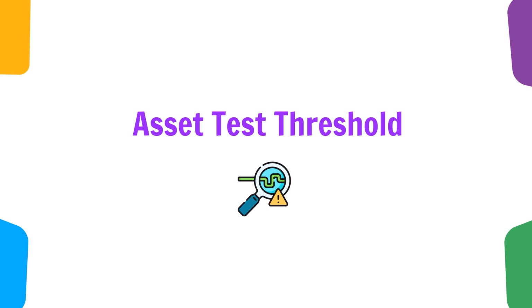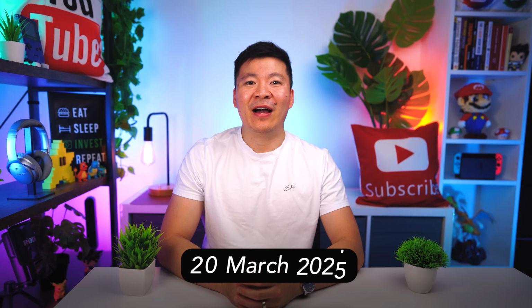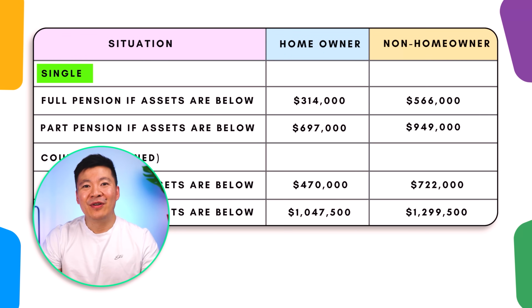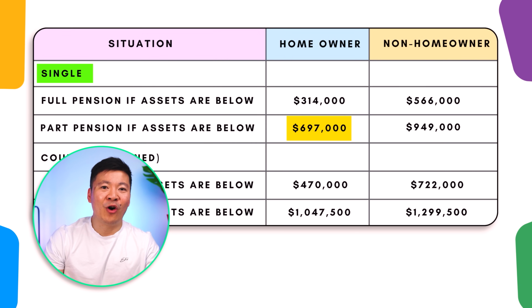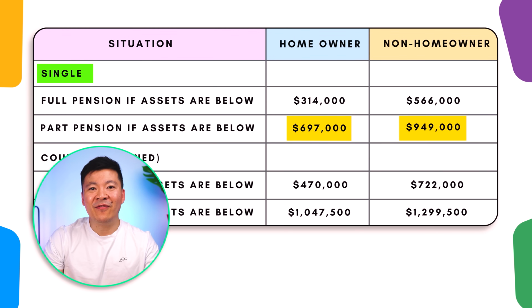The assets test threshold. The thresholds for the assets test effective from the 20th of March 2025 are as follows. Let's say you're single. If you're a homeowner, the threshold is $314,000 for the full pension. If you're not a homeowner, then it's $566,000 for full pension. For part pension, it's $697,000 for homeowners and $949,000 for non-homeowners.